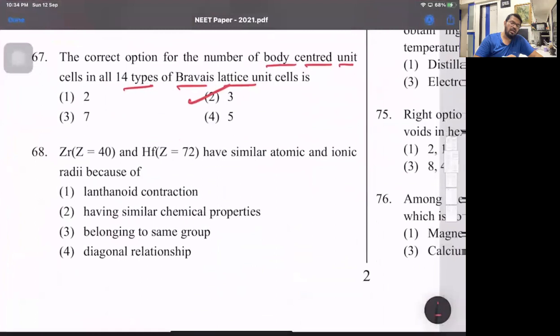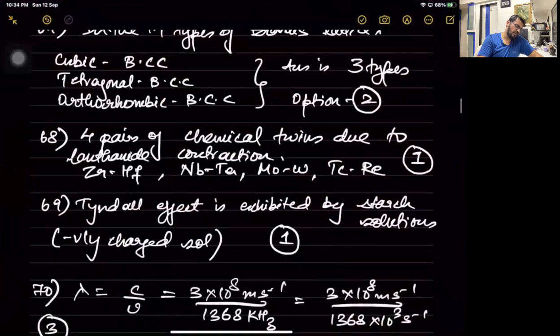Then zirconium and hafnium have similar size. That's because of lanthanoid contraction. In fact, due to lanthanoid contraction, there are four pairs of chemical twins: zirconium, hafnium; niobium, tantalum; molybdenum, tungsten; and technetium, rhenium. 68, that's one.